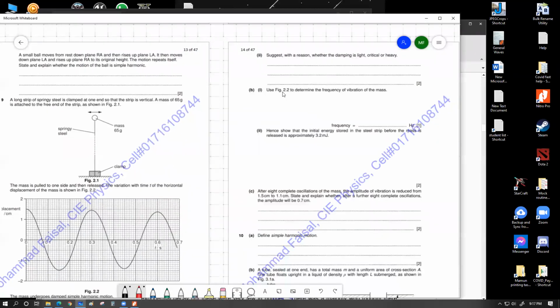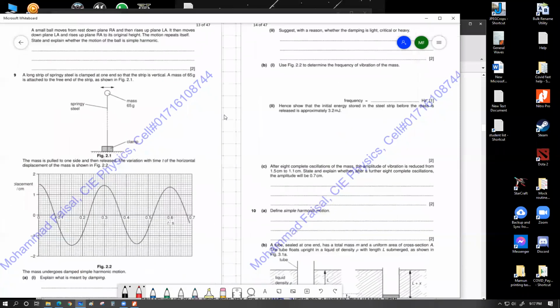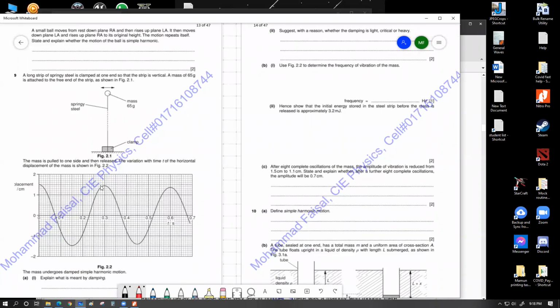For part B, it says use figure 2.2 to determine the frequency of vibration of the mass. Frequency is very simple. You just have a look at this figure, find out the time period, and then omega equals 2 pi by T. That gives you the frequency in hertz.